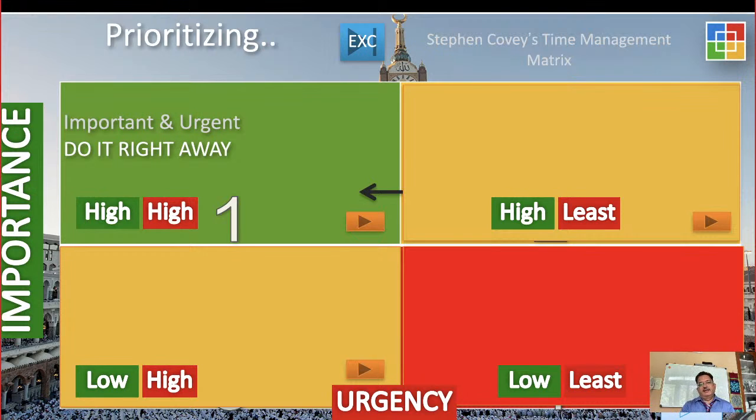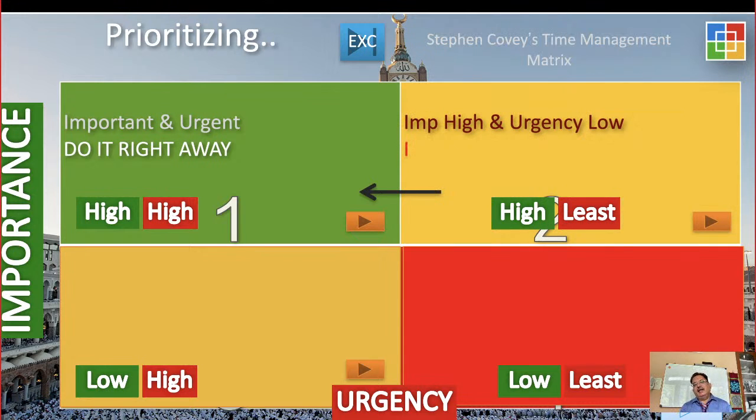So this is the first quadrant. Now let's go to the second quadrant. Now the second quadrant says the task is important, very important. It is not something to take lightly. It's very important, but urgency is low.